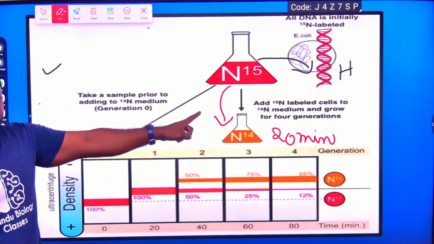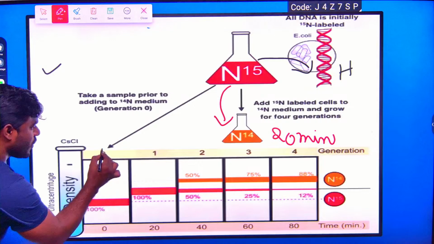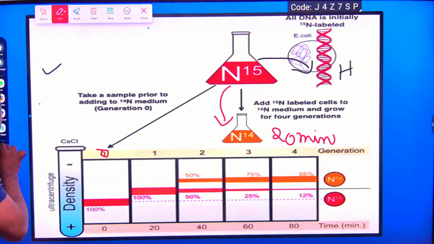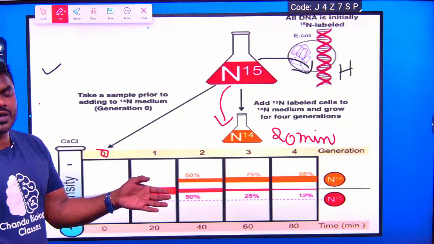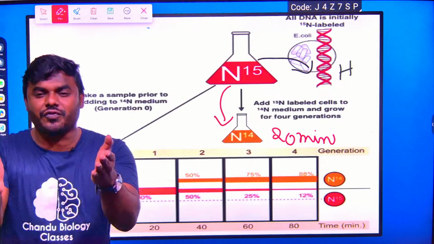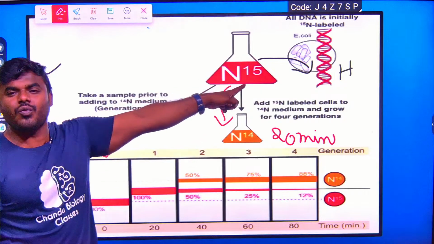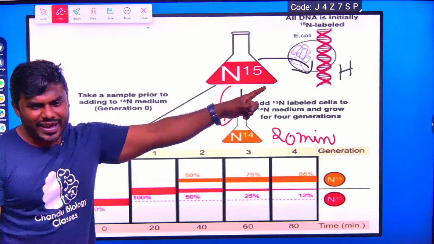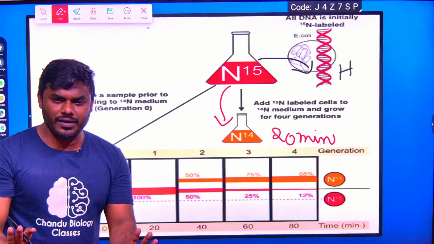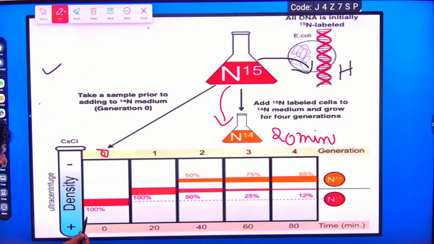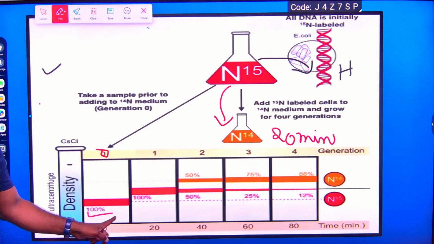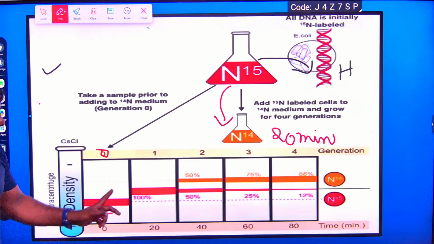First generation, everyone focus, generation what? 0. Why am I using the word generation 0? Because I have not combined N15 and N14. That's why I call it generation 0. N15, what did I get? Heavy DNA. Can I say that only heavy DNA I got? Correct na? Hence 100% heavy DNA only I got. Yes or no?